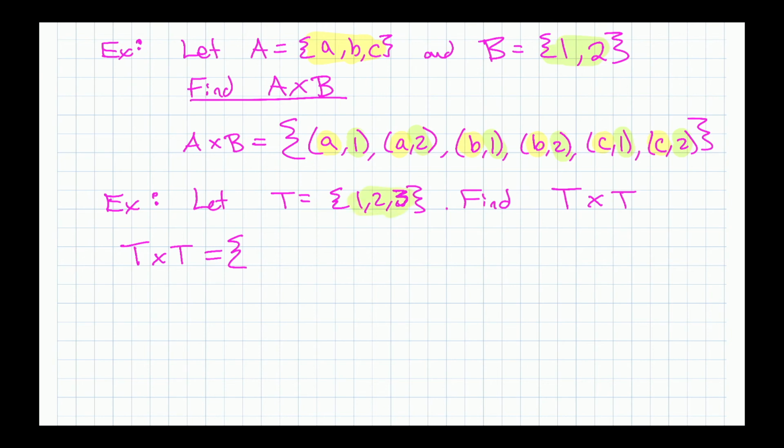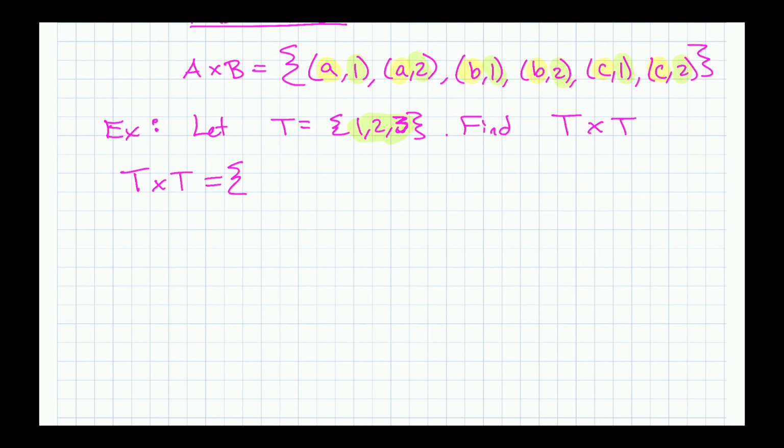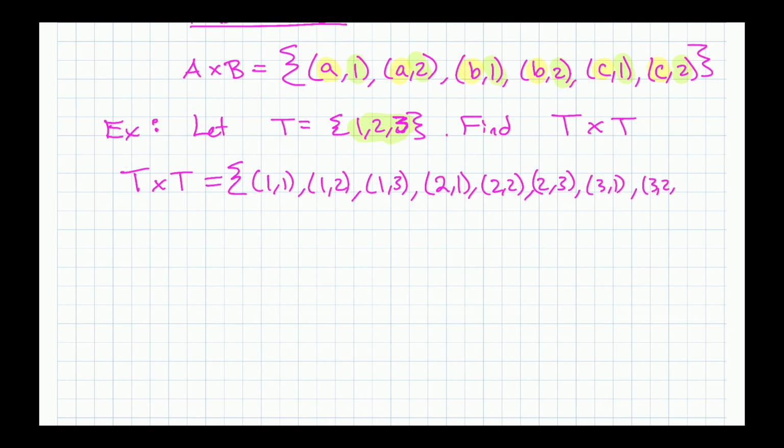All of the ordered pairs that you can make out of 1, 2, 3 are going to be (1,1), (1,2), (1,3). That's 3 of them. But then we can change the first element to a 2 and have (2,1), (2,2), (2,3). Then you can change the first element to a 3 and have (3,1), (3,2), (3,3). And that's probably all of them, right? So that's what a Cartesian product is.